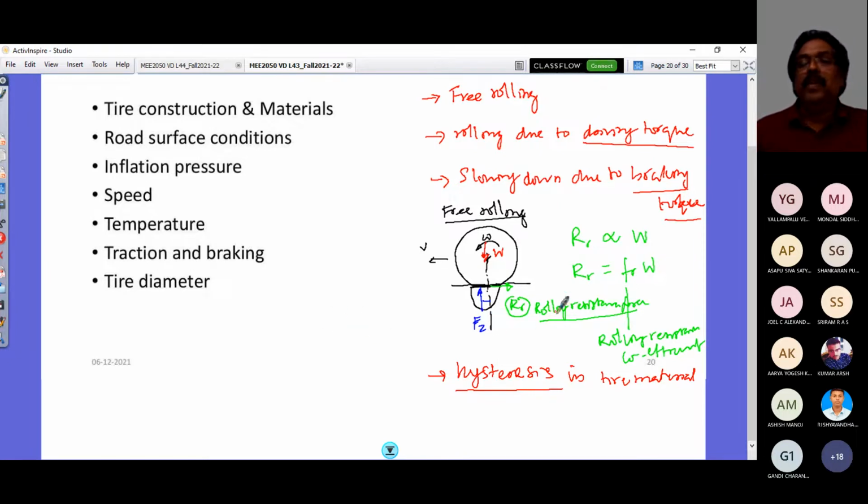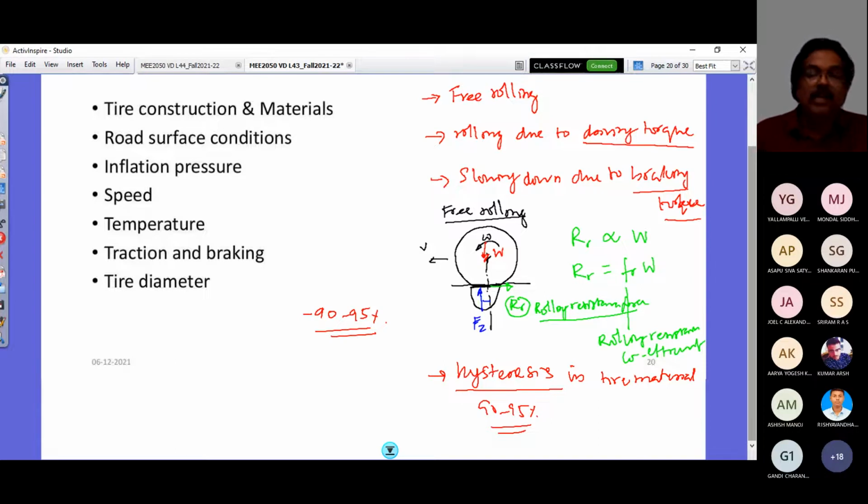Now what I mean by that: if the rolling resistance is 100%, if I have that force, then 90 to 95% is because of hysteresis. So this 90 to 95% is because of this phenomenon alone. The remaining 10% would be because of secondary influences.